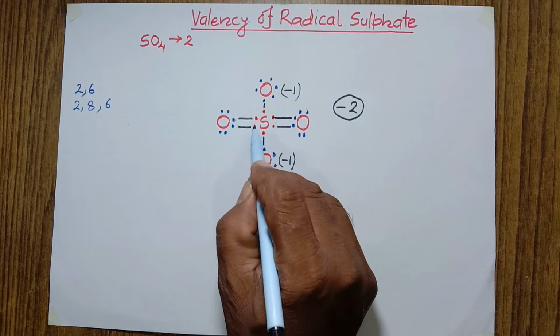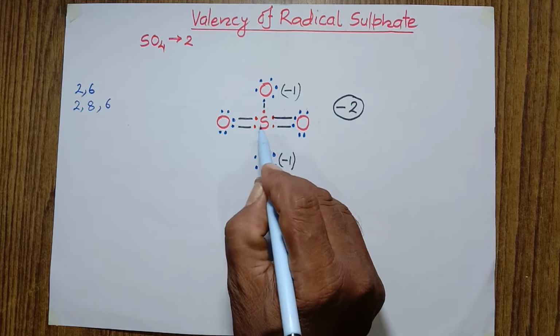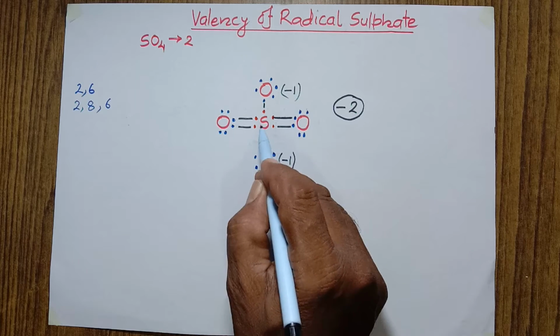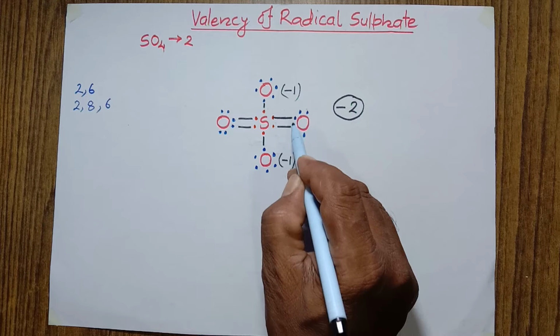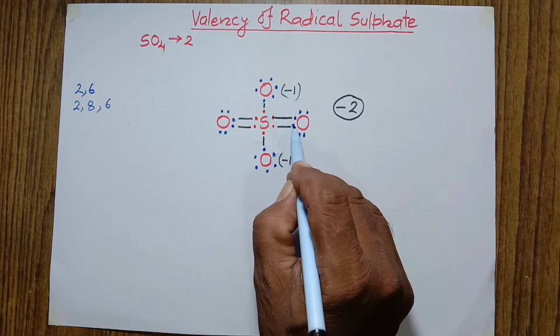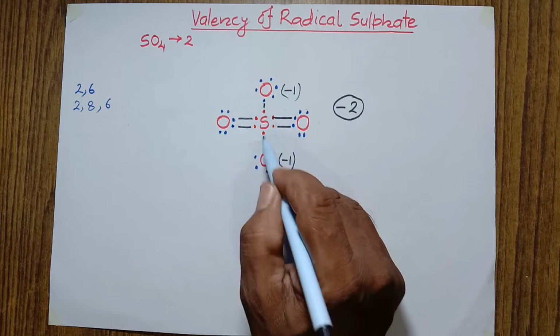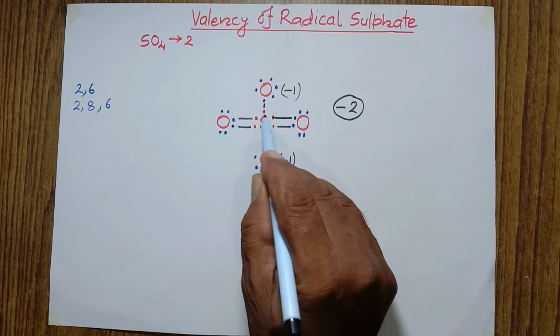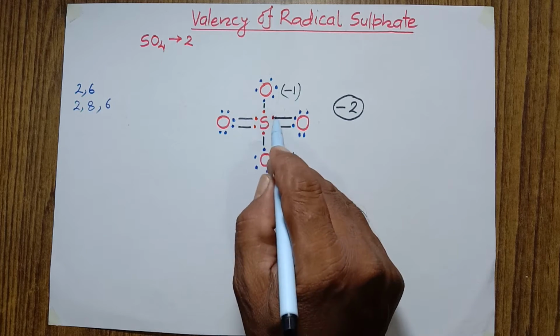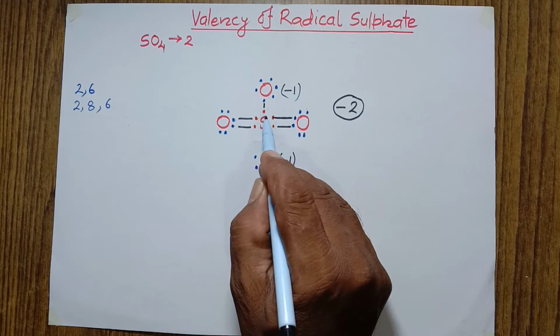Look at this: 2 plus 2 plus 2. Altogether, there are 6 electrons of sulfur in the outermost shell. But 2 from this oxygen atom are shared. 6 plus 2, 8. And this 1, 9. And this one, 10. And this 11 and 12. Sulfur has 12 electrons in its outermost shell.